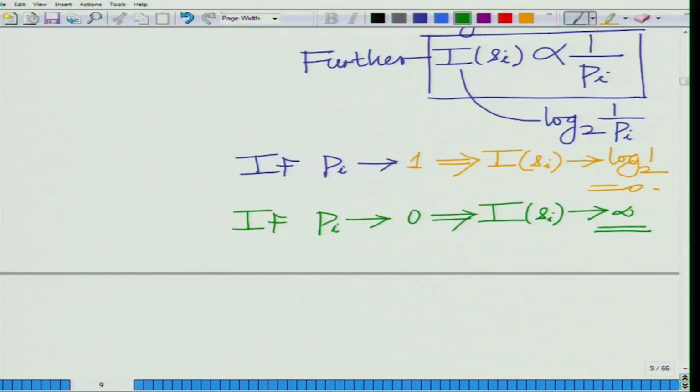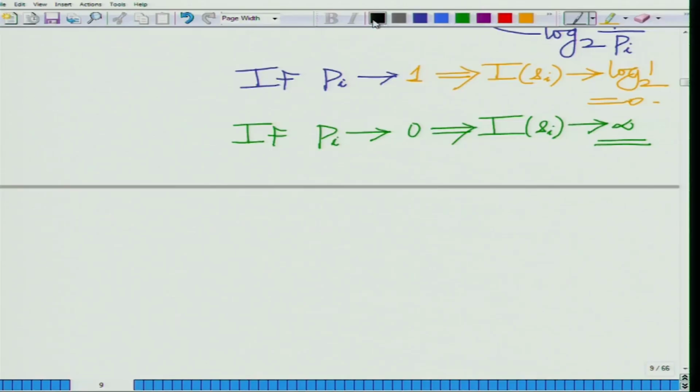It shows that symbols which have a lower probability of occurrence have much higher information associated with them. So, symbols or events which have a very low probability of occurrence have much higher information content associated with them. Okay, so that is the important takeaway point from this.